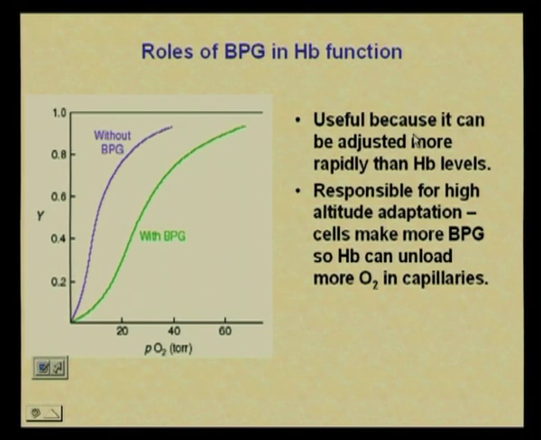It is useful because it can be adjusted more rapidly than the hemoglobin level. So, instead of adjusting the hemoglobin level, what you adjust is the BPG level. That is what the body does for you. Okay? So, when you have high altitude, it adapts so that it can unload more oxygen to the capillaries where you need it, but it will not require the hemoglobin to bind the oxygen, because the deoxy has already bound the BPG. Okay? So, we will stop here today.